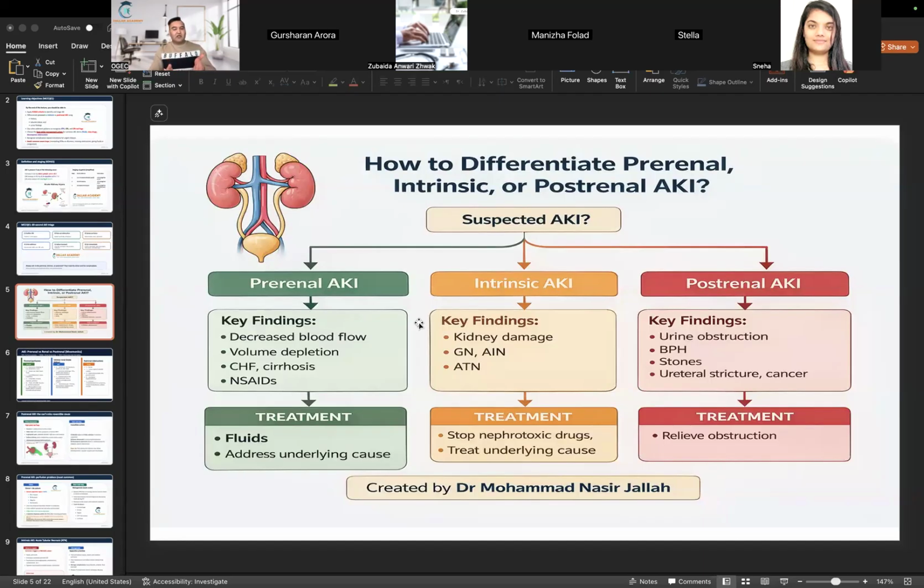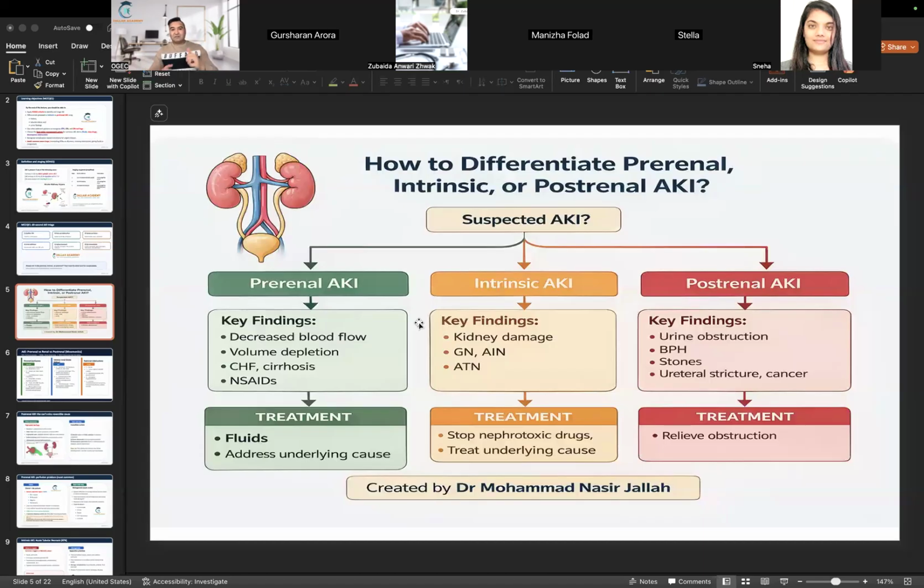Is it renal? Or is it post-renal? Okay, if it is renal, I should be able to tell from the history. For example, for pre-renal, they usually give you a scenario. The scenario will have a mnemonic, which we will go through, that is called DOT.